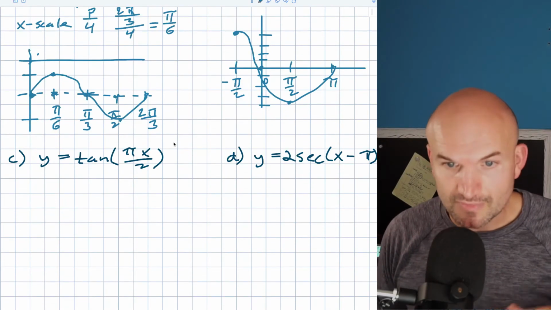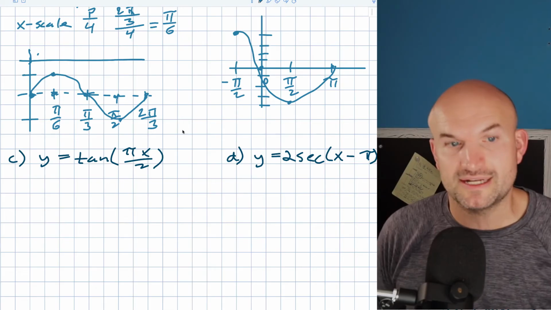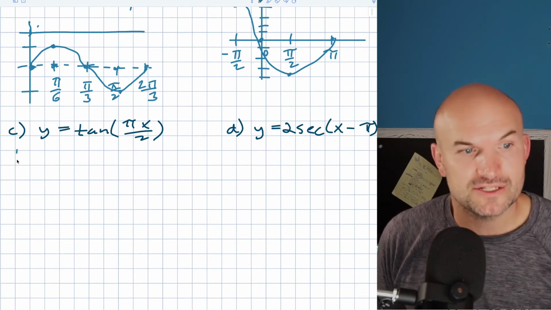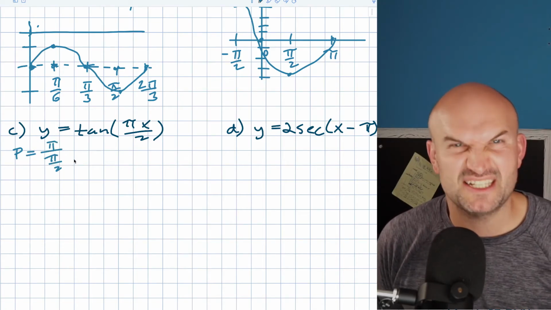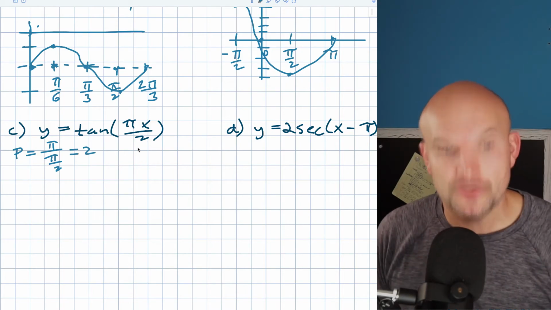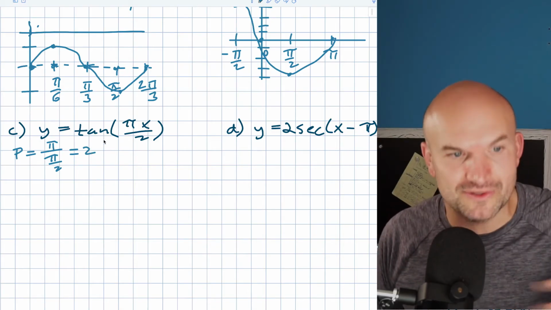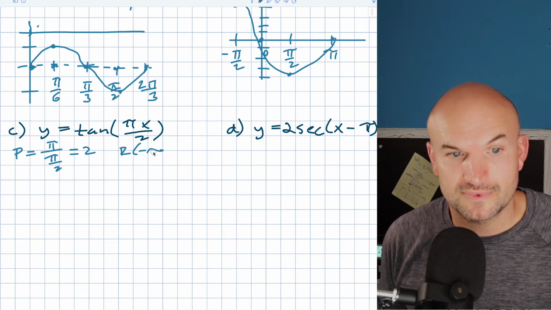Now, tangent is completely different from sine and cosine. The graphs don't look anything alike. The period is now going to be pi divided by b. So in this case, what I have here is pi divided by pi halves. Well, when you multiply by the reciprocal here, you're going to get a 2. Okay. So period is equal to 2. There is no amplitude. The range in this case is all real numbers.